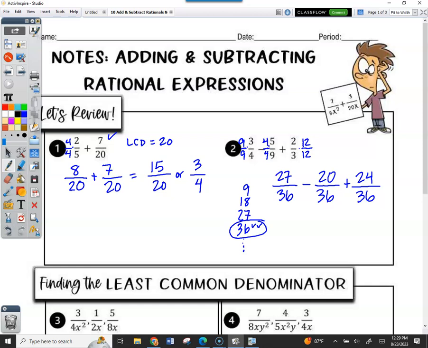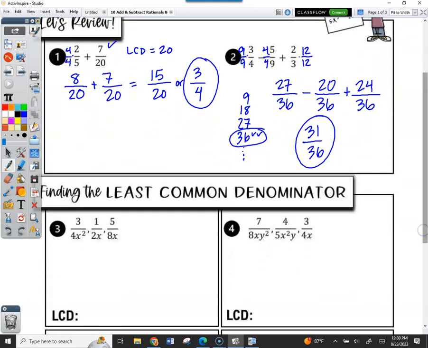And then you would finish it, right? Stay with me. You would finish it by just going across the top. You got 27 minus 20, that's 7. Plus 24 is 31, which is prime, so you're done. Ring a bell? Yes. Okay. Unfortunately, that's not on your test tomorrow, but the foundation of that is.